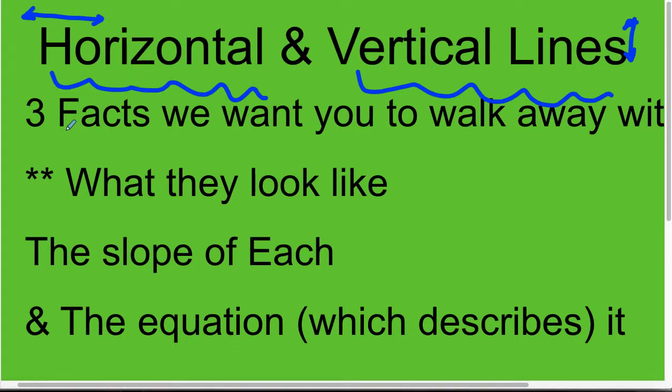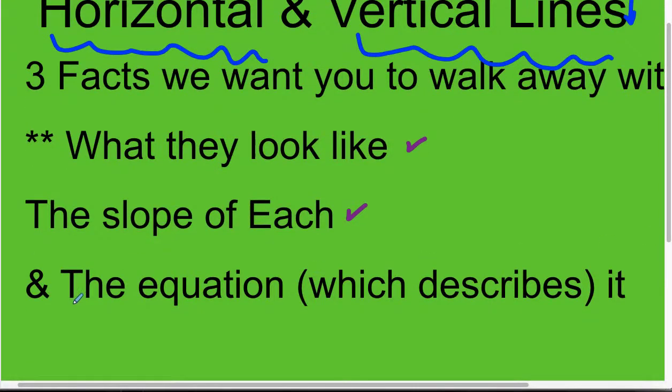There are 3 facts that I want you to walk away with today after watching this video. I want you to be able to say what they look like. If I say horizontal line, I want you to be able to picture that it's something that looks like the horizon. I want you to be able to identify the slope of each, and then also the equation of each of the lines, which is a way to describe it. And we need to make sure we understand the difference between the slope and the equation.